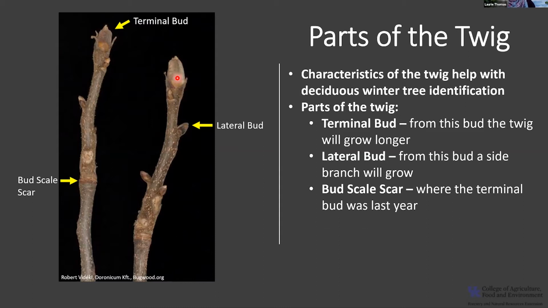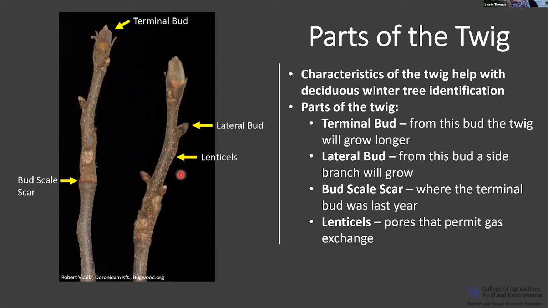Another characteristic that can be useful in winter tree identification is looking at the lenticels. The lenticels are pores that permit gas exchange through the bark into the tree. They can vary in color, can vary in size, and sometimes they're not even present. So those can be good identifying characteristics.